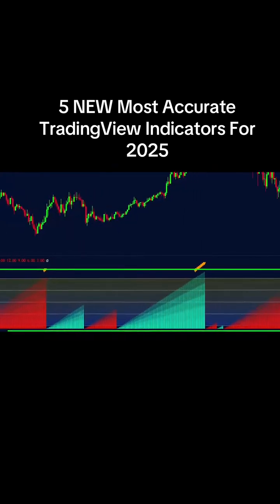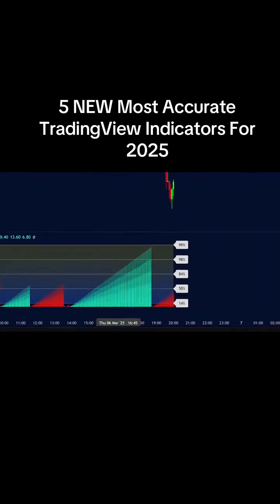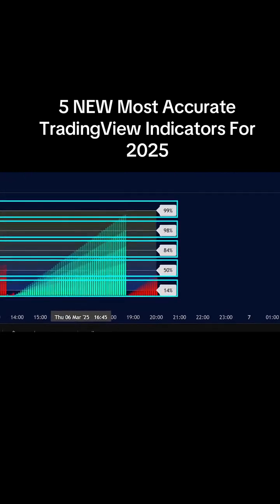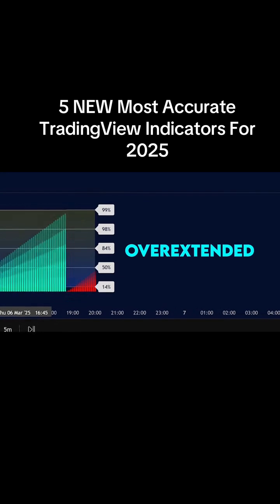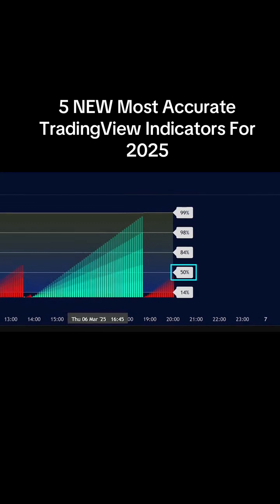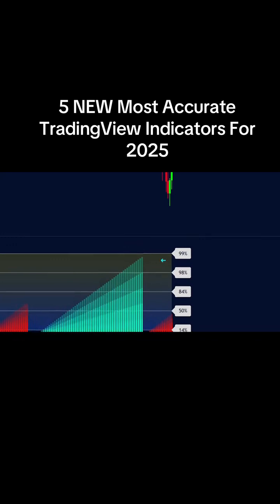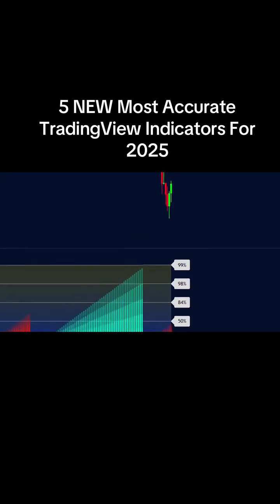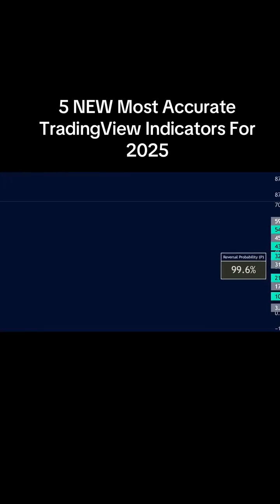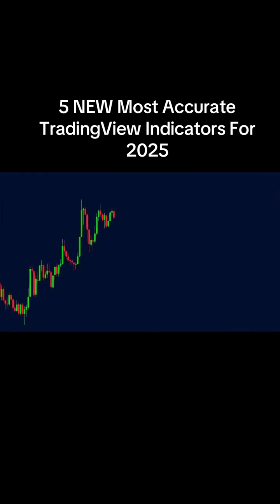First, you've got the trend duration histogram, green bars for uptrends, red bars for downtrends. But the real game changer is the standard deviation levels. These horizontal lines show you exactly when a trend is statistically overextended. Look at this closely. You've got key probability zones at 14%, 50%, 84%, 98%, and 99%. When the histogram reaches these upper zones, you know the market has an extremely high probability of reversing. To make it even clearer, the indicator includes a reversal probability table that shows you the exact percentage chances of a reversal in real time.